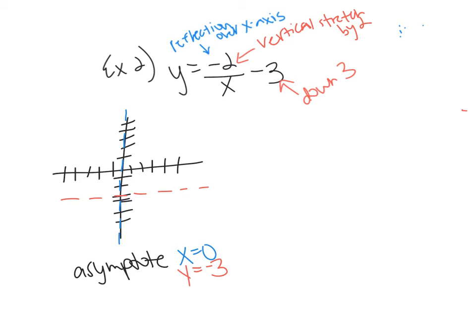Now, how are we going to figure out how this reflection and this vertical stretch affect my graph? For this, we need to plug in some easy numbers. Based on my graph, an easy number to plug in is 1. So if I plug in 1, negative 2 divided by 1 is negative 2. Negative 2 minus 3 is negative 5. So we have the point (1, negative 5) on our graph. Let's plot that point: 1, 1, 2, 3, 4, 5.